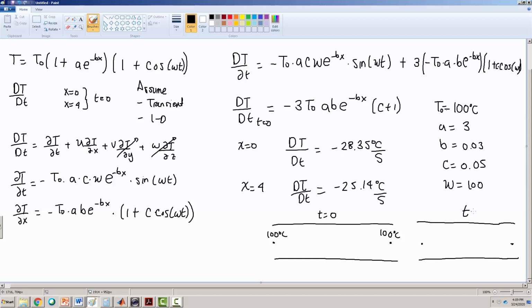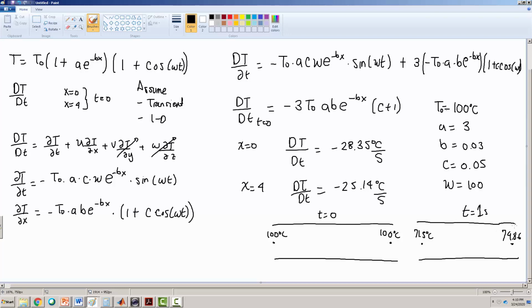So what we could say is at time equal to 1 second, at position 0, instead of having 100, you're going to have 100 minus 28.35, and so that is going to give you 71.5. So in this position, you're going to have 71.5 Celsius. And in the second position, what you're going to have is 100 minus 25.14, so at this position, you're going to have 74.86.